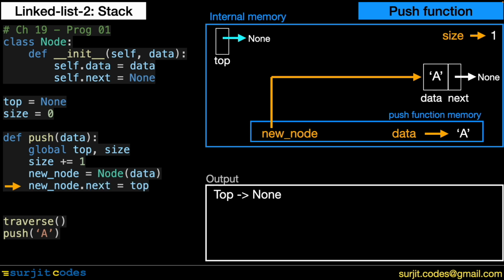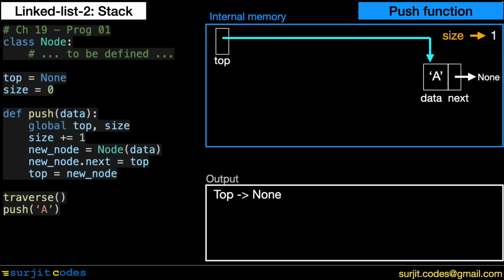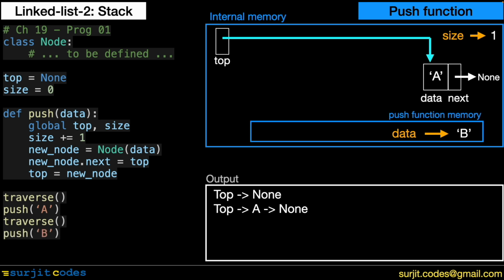The current value of top is copied to the next attribute of new node. Since this is the first node of the stack, even top is none. Finally, top is updated to the variable new node. With this, the node is successfully added to the stack. The push function ends and the memory used during its execution is released. If we now call the traverse function, we get this output. When the push function is called once again, the stack size increases to 2.